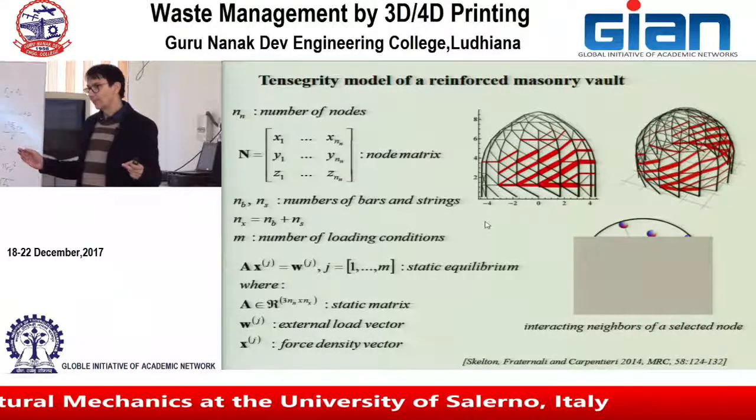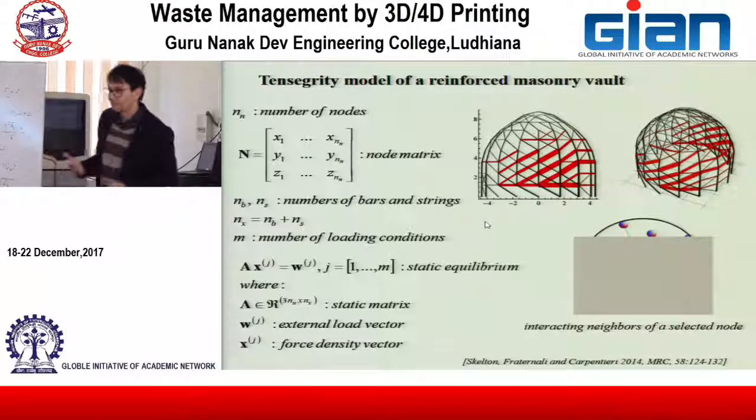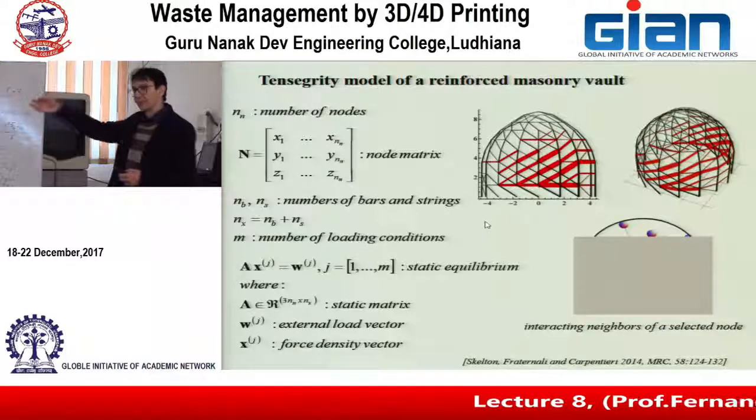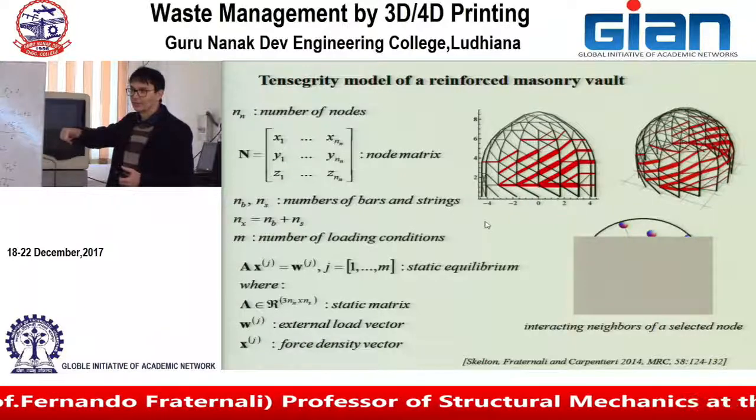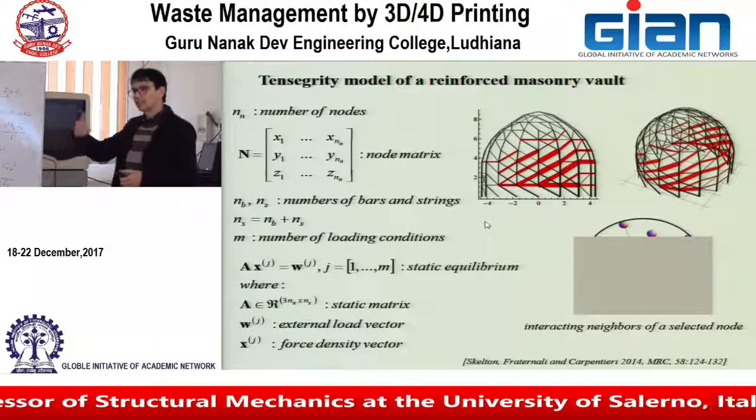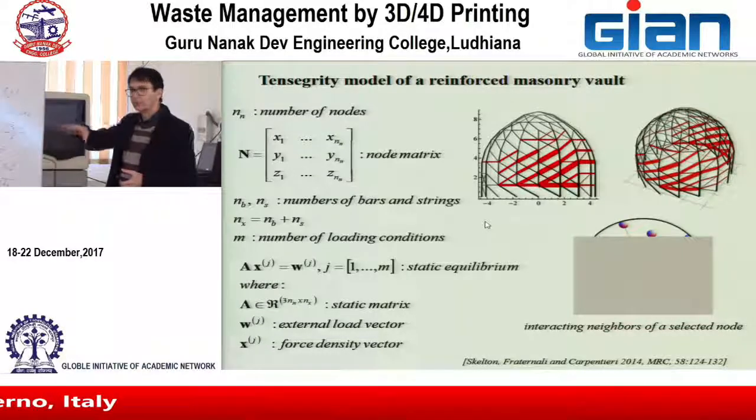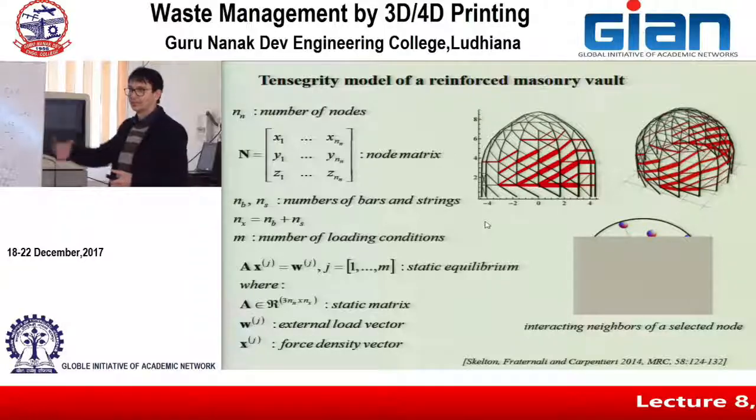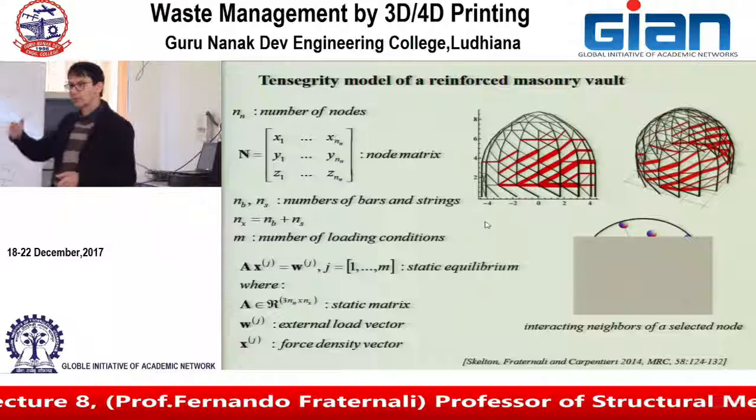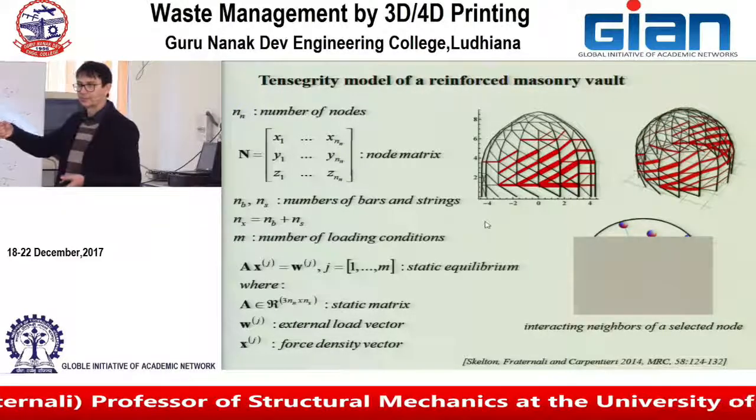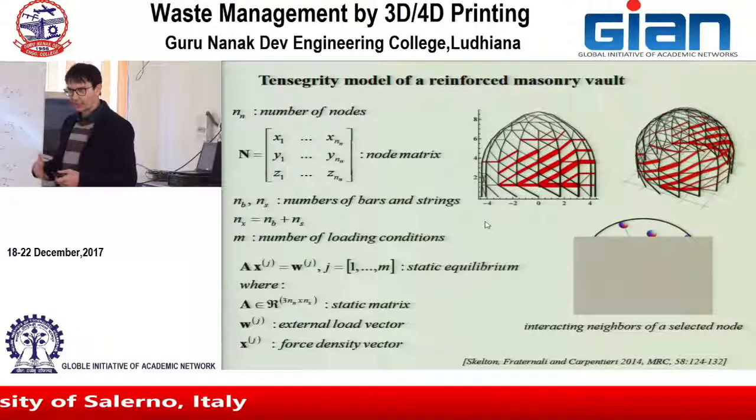Obviously, the data of the problem are the forces applied to the nodes. The forces applied to the nodes in our strategy were vertical forces and horizontal forces, which are proportional to the vertical forces. Because you know that in conventional seismic design, the seismic forces are usually proportional to the vertical forces. For example, if you fear a major earthquake, you can assume that the horizontal forces are 30% of the vertical forces, or 25%. This is a prescription given by the technical standard.